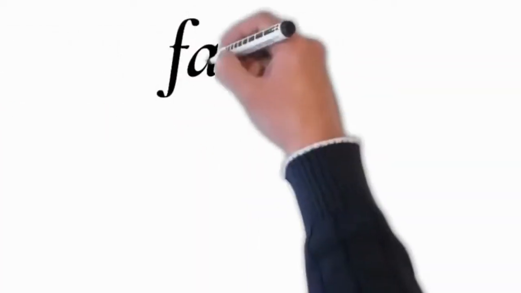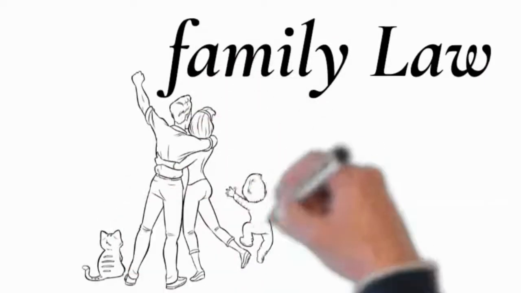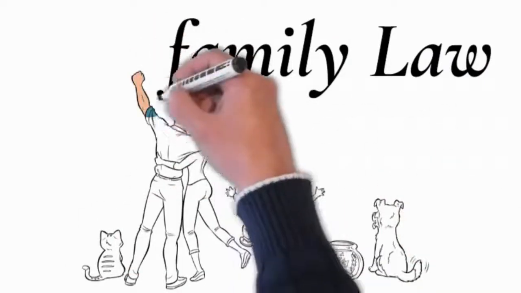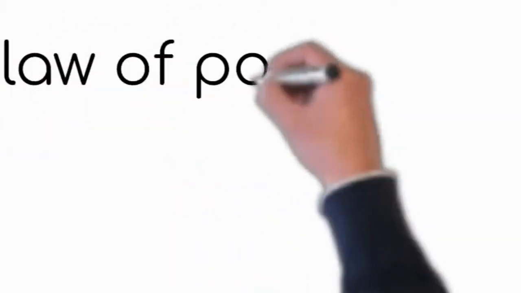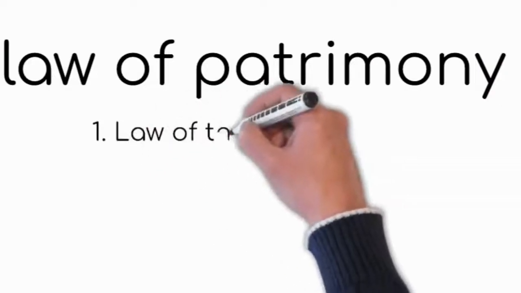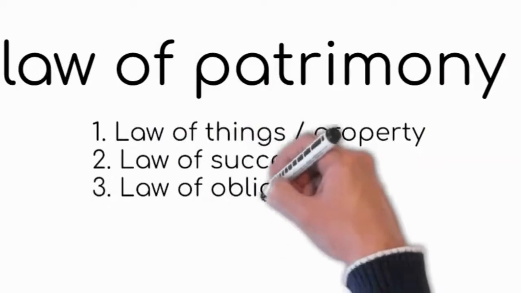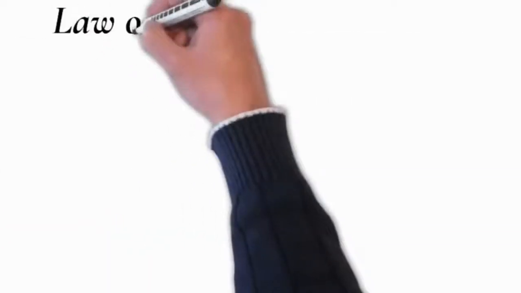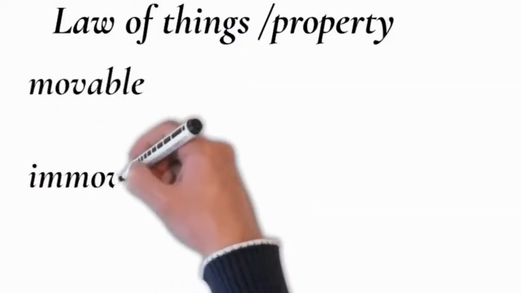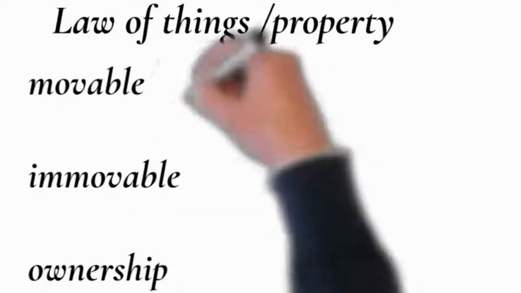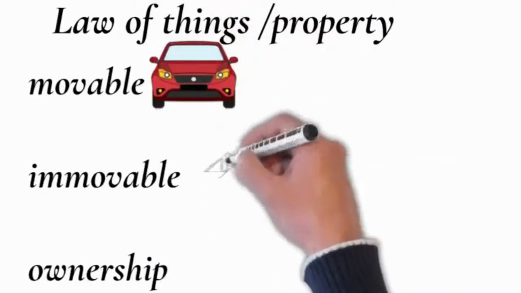So the next one is family law, which deals with the legal relationship between spouses or parent and child, and domestic relations. Next one, law of patrimony, which can be divided into law of things or property, law of succession, and law of obligation. Law of things can be subdivided into movables, things that can be moved without being damaged, like a car, immovables, things that cannot be moved and are fixed, such as a house, and ownership.